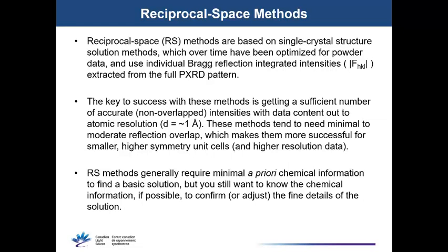A synchrotron can be essential for getting thin enough peaks to actually solve a structure with reciprocal space methods. These methods tend to work better with smaller, higher symmetry structures, and again, with really high quality data. One nice advantage, though, is they typically require less chemical information to get a rough solution. Although more information is generally still helpful, you can get away in the initial stages with less information.